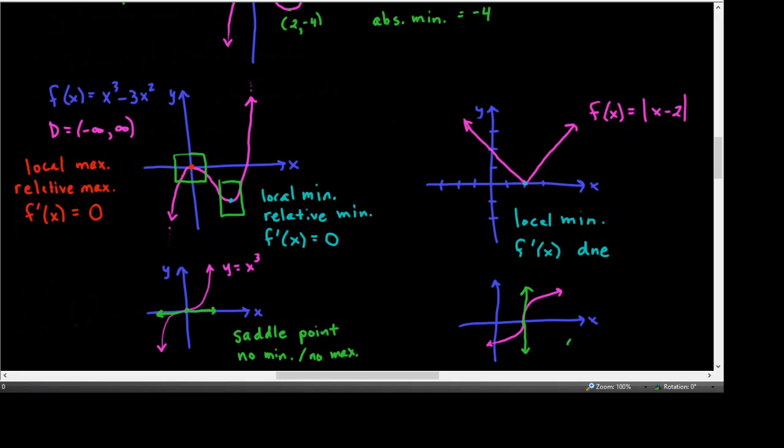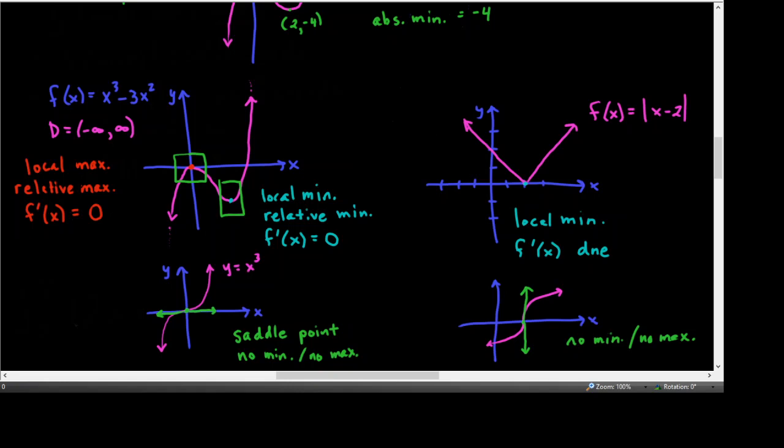No min or no max is also possible if the first derivative doesn't exist at a particular place. It's just a way to identify candidates. If the first derivative is equal to 0 or the first derivative doesn't exist for a particular x value, you might have a local minimum or a local maximum, but there's no guarantee that you will for sure.